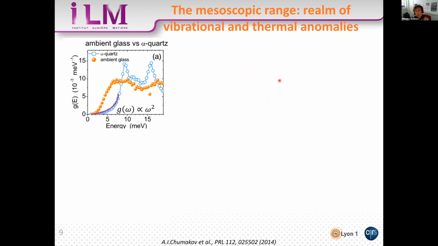This is the mesoscopic range, which is also the realm of vibrational and thermal anomalies. Here you see something which has been known for a very long time, that is the difference in the phonon density of states between a crystal and a glass. The crystal has a density of states that at low energy goes like omega squared, which means that it follows the well-known Debye approximation. But in a glass, this is not true anymore.